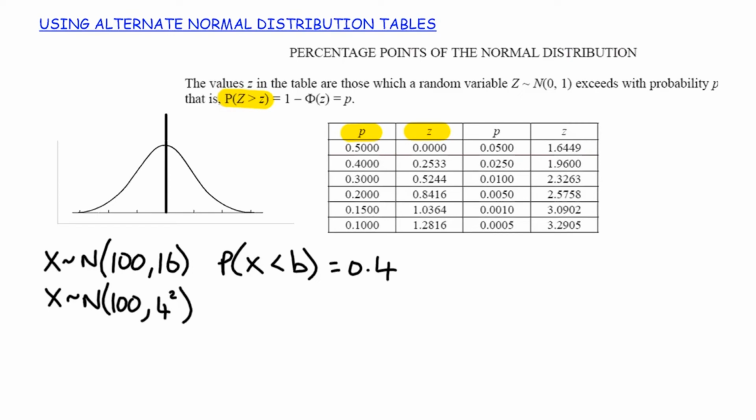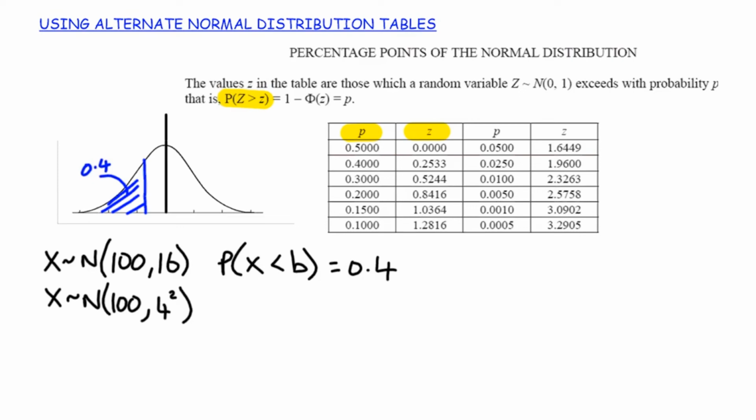Probability that x is less than b equals 0.4. I'm choosing a value where the probability that it's below is 0.4. That does mean it's going to be on this left-hand side. Probability of 0.4 is going to be on that left-hand side. The probability that it's below the mean is 0.5. So if that probability is getting smaller, I'm moving off towards the left with the value I'm thinking of.